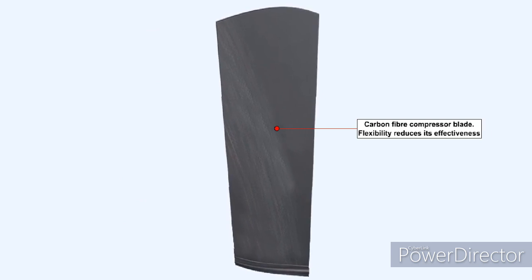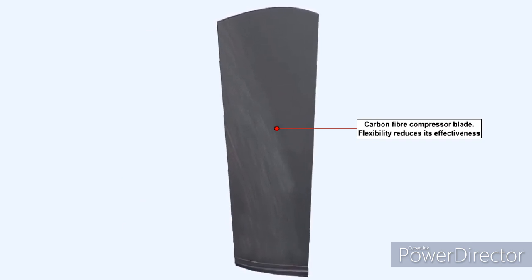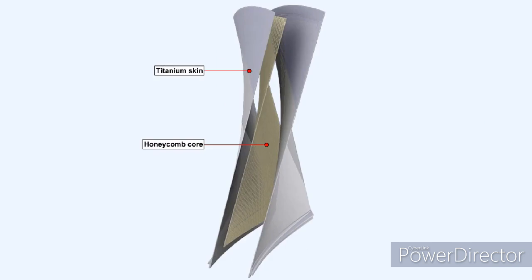Experiments with new materials, particularly carbon fibre, were carried out, but its flexibility greatly reduced its effectiveness, and its use has largely been discontinued. The greatest advancement has been achieved by fabricating the blade from a honeycomb core sandwiched between two outer skins of titanium, as is shown here.